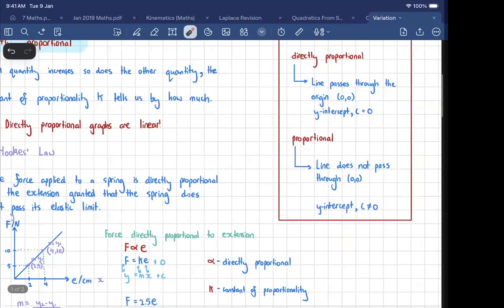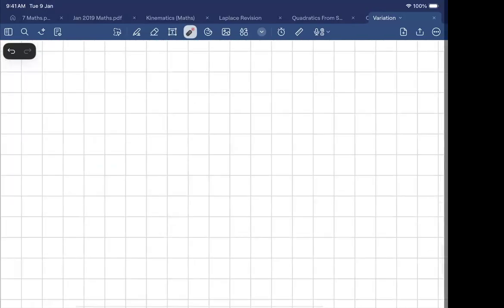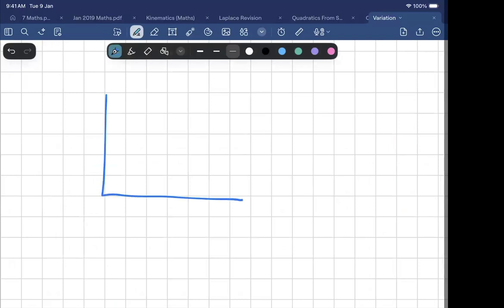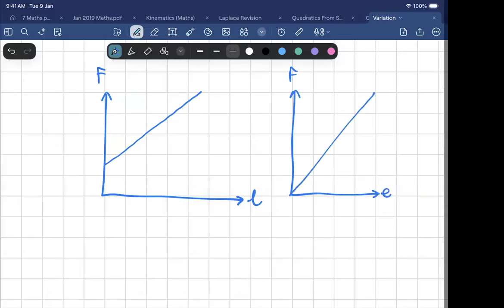All right. So, Hannah, I'm going to give you two graphs over here. Let's just say this is force, and this is the length of the spring. So this is the length of the spring. And then I'm going to give you a graph of force versus extension. If you had to say, Hannah, which one looks directly proportional? Just take a guess. Force versus extension.